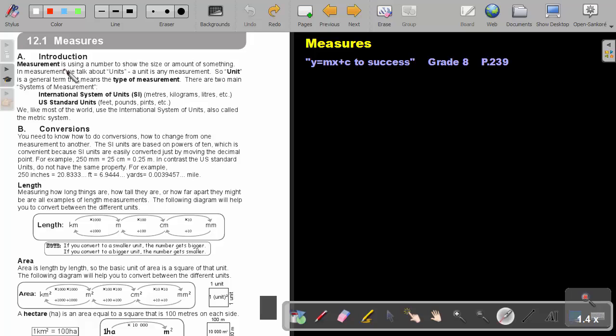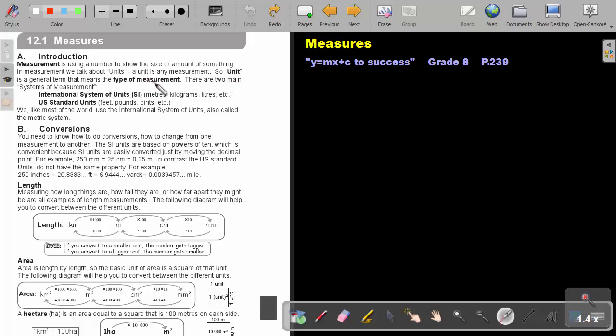Introduction. Measurement is using a number to show the size or amount of something. In measurement, we talk about units. A unit is any measurement. So unit is a general term that means the type of measurement.